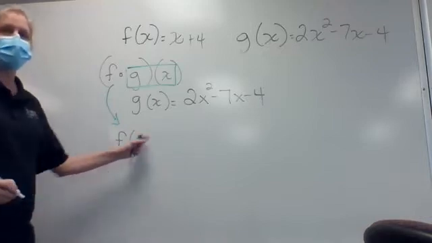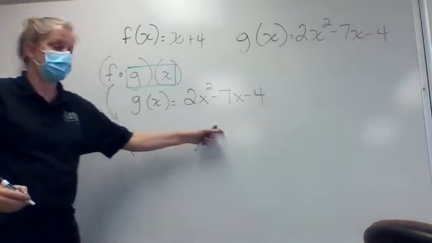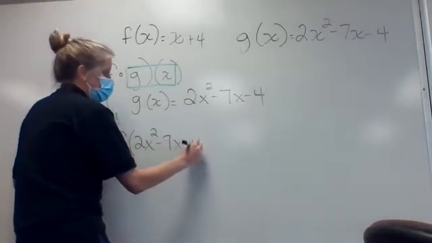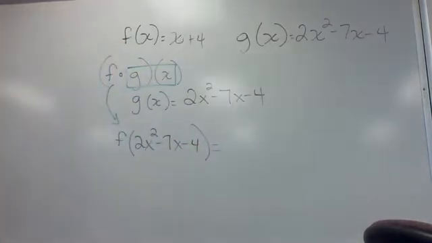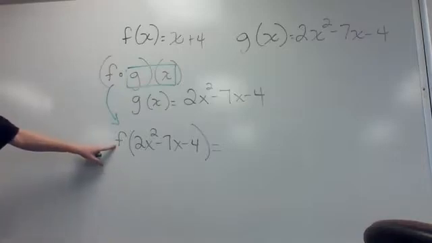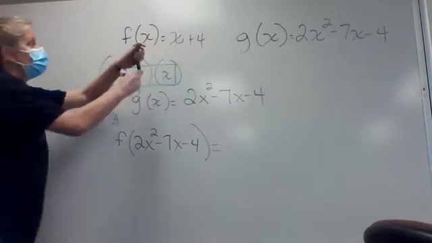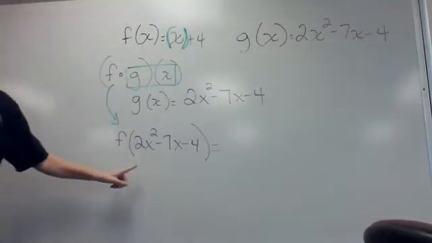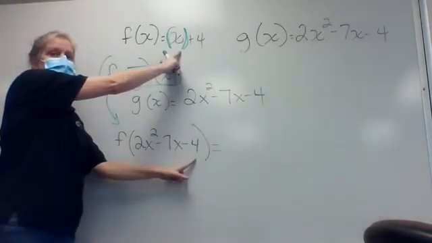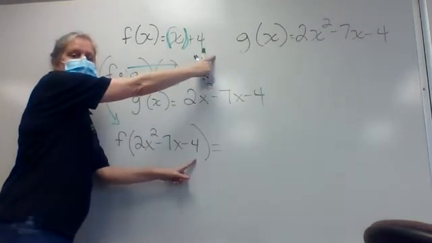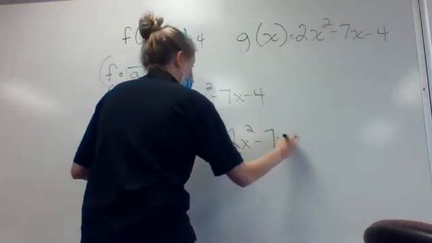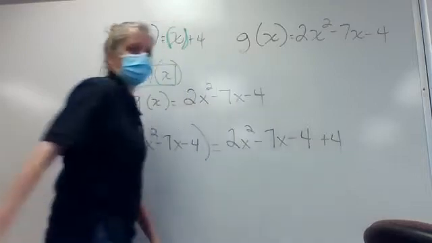And what are you finding f of? Your answer from here. So in parentheses, I'll have 2x squared minus 7x minus 4. Which means where am I going? f. What am I putting instead of that x? All this. So I'm going to have all of this in place of there, and then what's going to come after it? Plus 4. So 2x squared minus 7x minus 4, and then the plus 4.